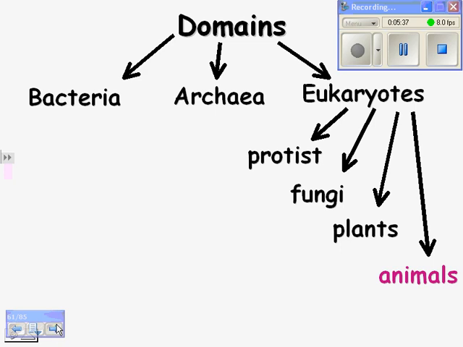So let's look first. There's nothing in your notes to write down at this point. I'm going to just run through animals, plants, fungi, and protists, and then I'll show you when to start writing in your notes again. So animals, let's take a look at animals.